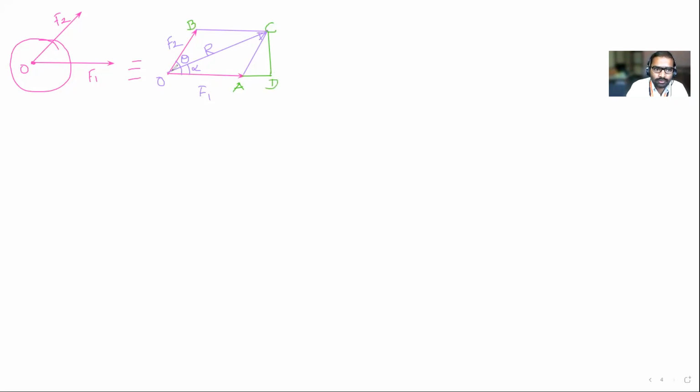Is the diagram clear? I have taken F1 force and F2 force as they are and completed the parallelogram. The parallelogram is OACB, and R is the resultant of F1 and F2. Now let me write here. Don't write anything, everything will be in the PPT. I am writing just to explain. Let F1 and F2 be the two concurrent coplanar forces.